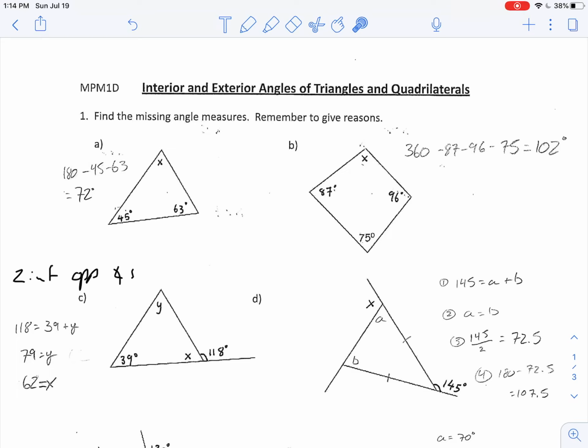Over to 1b, I have a quadrilateral. I know that the interior angles of a quadrilateral must equal 360. So I take 87, 96, and 75 away from 360, and I'm getting my value of 102 degrees.